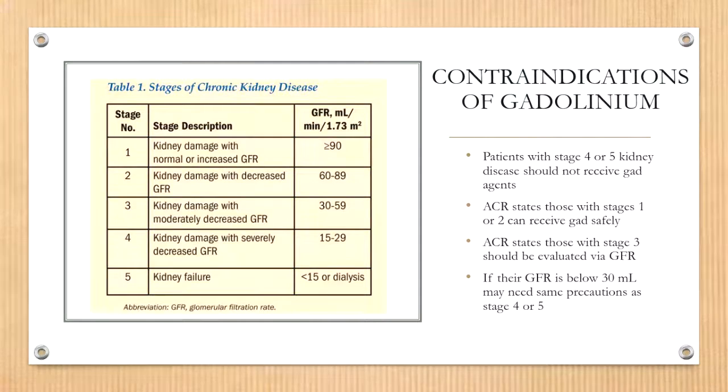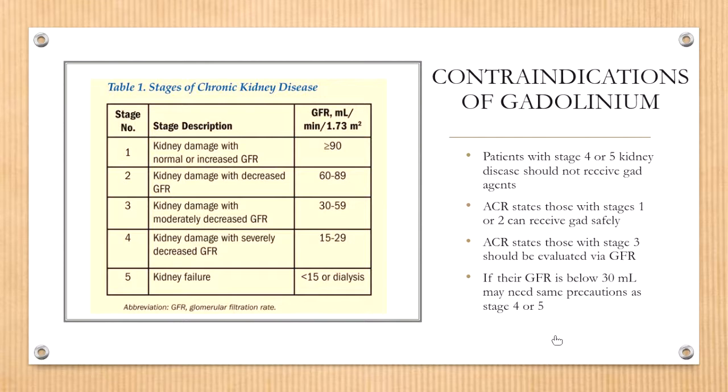So these are the stages of chronic kidney disease. We start with stage 1, which is pretty much most of us, where we're at 90 or above in our kidney function. Stage 2 is between 60 and 89. Stage 3 is 30 to 59. And then 4 and 5 are the most severe, which is 15 and under.